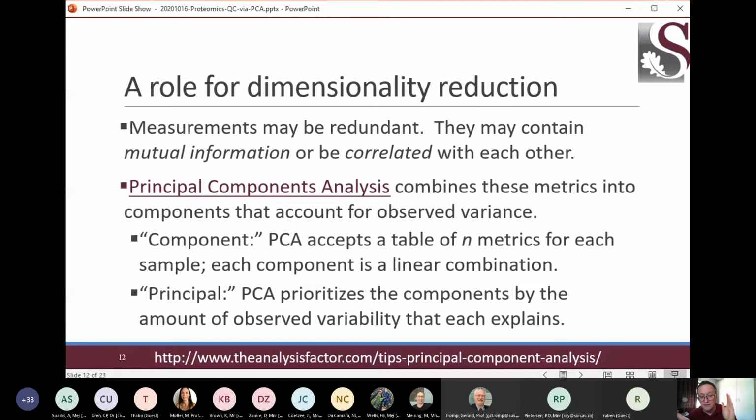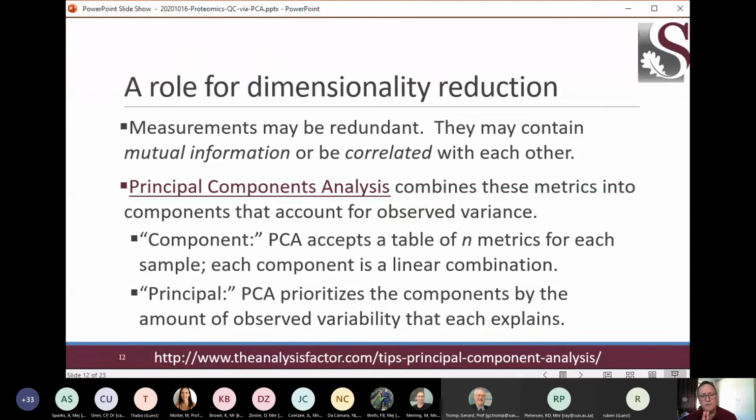It can mean that when X is high, Y is low, and when X is low, Y is high. You can have these inverse correlations as well. In both cases, that's shared information between these channels. So principal components analysis was the thing that came to our attention right away as an obvious way to do a multivariate analysis of these metrics that came back.